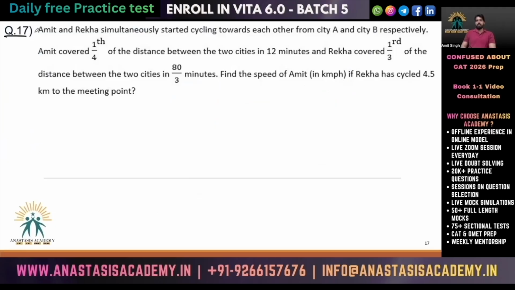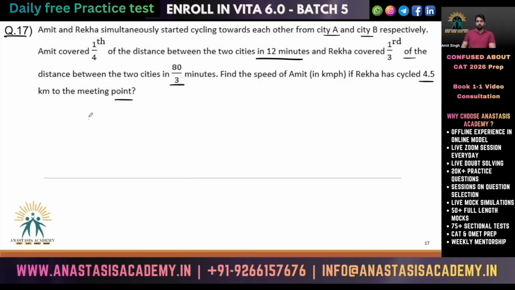Let's look at this question now. Amit and Rekha simultaneously started cycling towards each other from city A and city B respectively. Amit covered one-fourth of the distance between the two cities in 12 minutes. Rekha covered one-third of the distance between the two cities in 80 by 3 minutes. Find the speed of Amit if Rekha has cycled 4.5 kilometers to the meeting point.